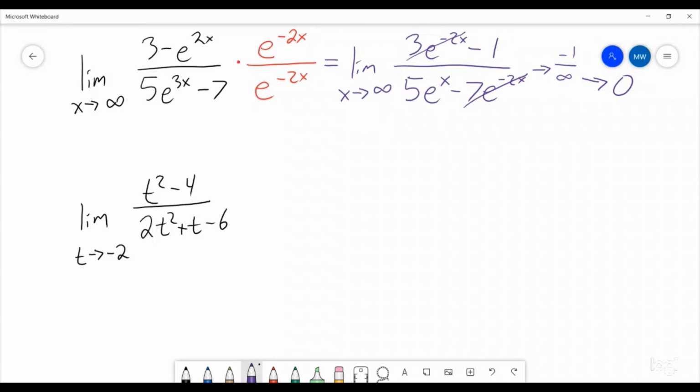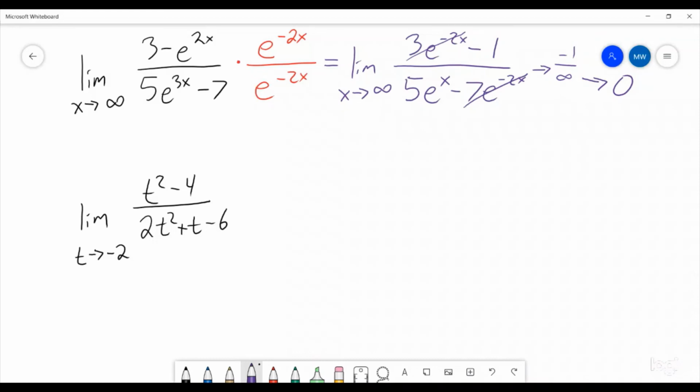Now how about this bottom one? Anytime we are going to a point, let's first see if we can plug it in. The top goes to 4 minus 4, which is 0, which means this limit goes to 0 unless the bottom also goes to 0. So just because the top goes to 0 does not mean that the limit goes to 0.